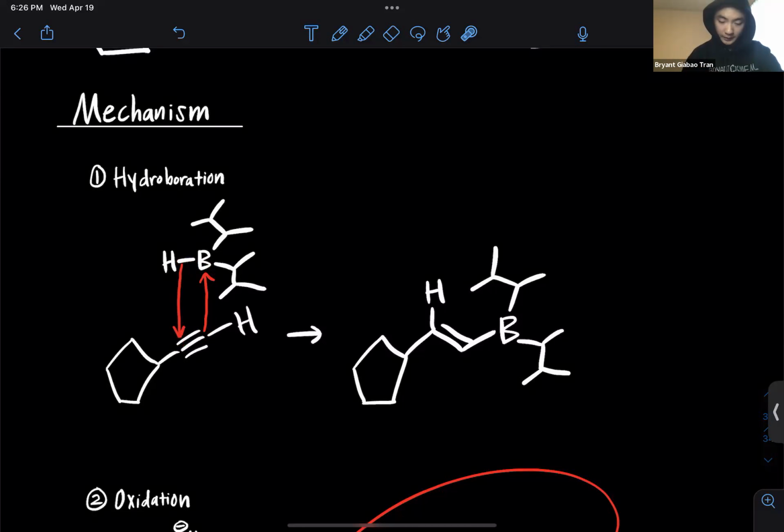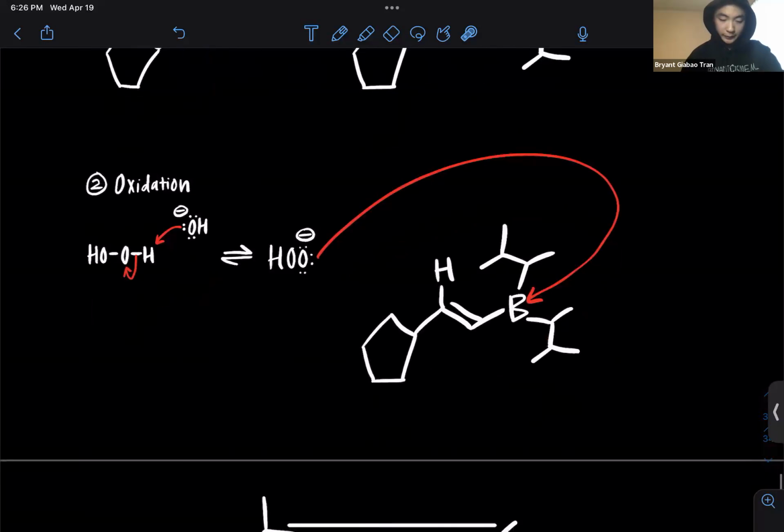substituted side of the alkyne, giving us this intermediate here, where the hydrogen is now attached to the more substituted side, and this R2B group is attached to the less substituted side of the alkyne, and now the alkyne turned into a double bond. That's the first step of the mechanism.